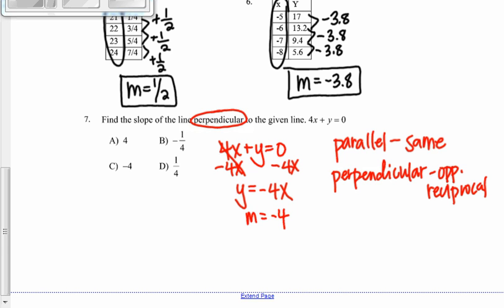But remember, we're looking for the slope of the perpendicular line. So we're going to have to make this the opposite sign. Since -4 is negative, our answer is going to be positive, and we're going to flip the fraction. So if you think about that as -4/1, the perpendicular slope would be a positive 1/4, just flipping the numerator and denominator. So the correct answer would be D.